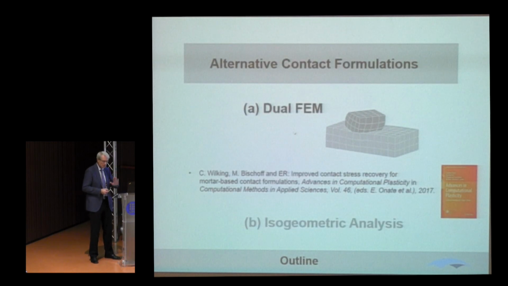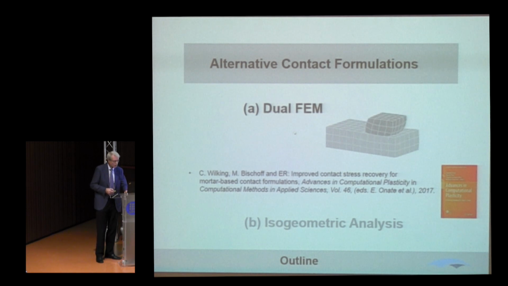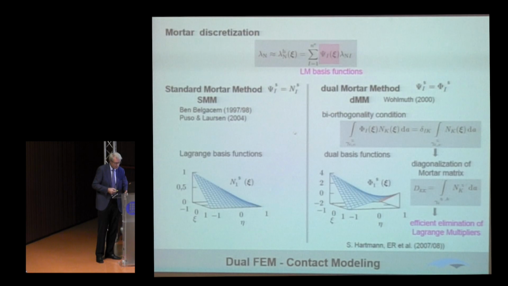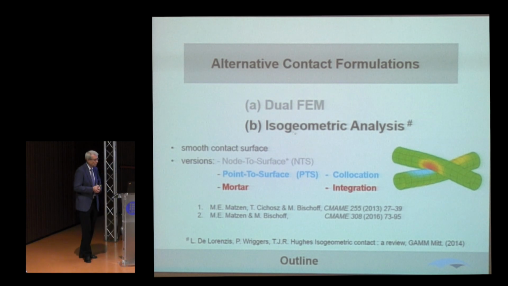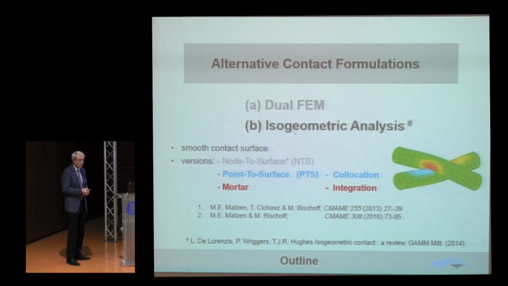So this part, as I said, I will skip now, and I move on here to, this is a book, it's coming out soon, so I'll leave it here for you to read, and I come now to the isogeometric analysis. There is a very nice paper, by the way, by Laura De Lorenzis, Peter Wriggers, and Tom Hughes on isogeometric contact. It's a review paper. I can recommend that, 2014. And of course, everything is described in that paper. The original node-to-surface concept, which I will not touch today.